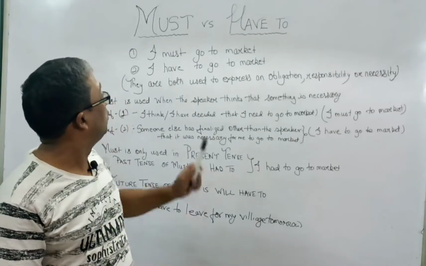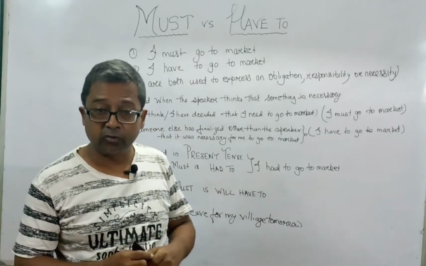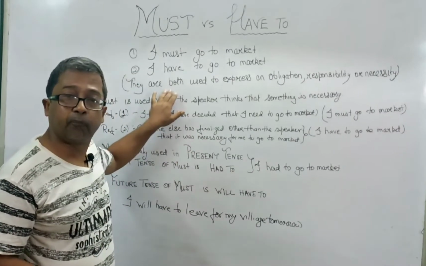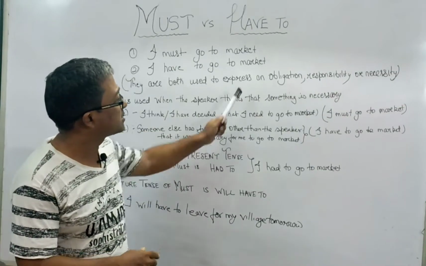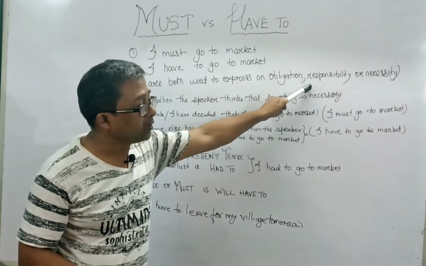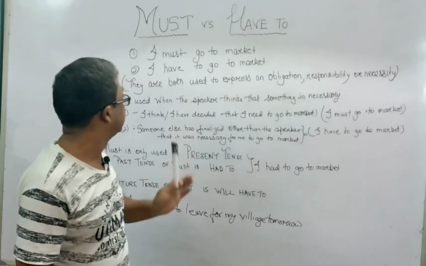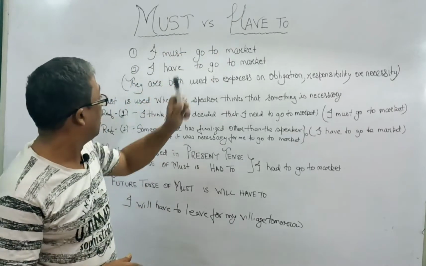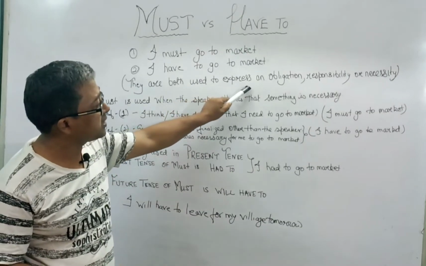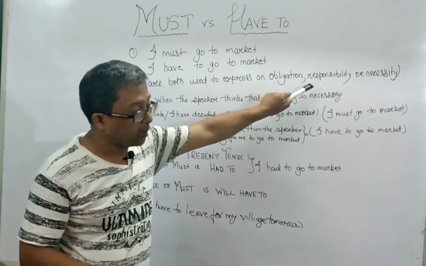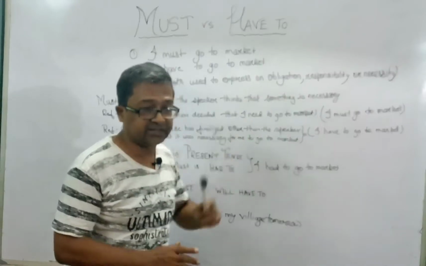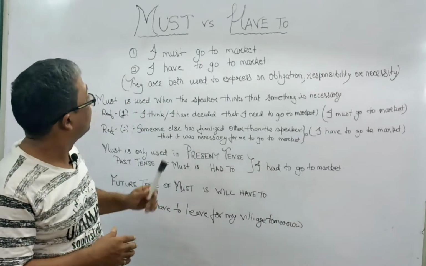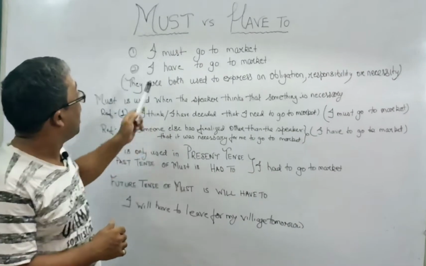The difference between must and have to. Is there any difference? In general, they are both used to express an obligation, responsibility, or necessity. I'm repeating again: both must and have to are used to express an obligation, responsibility, or necessity. To make it clear, I have written down two sentences.